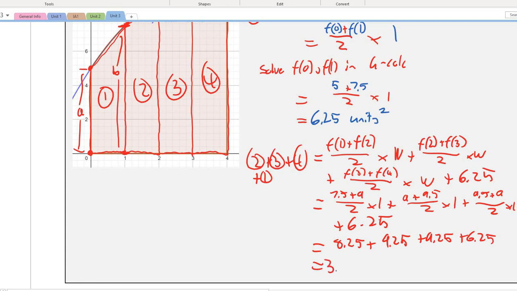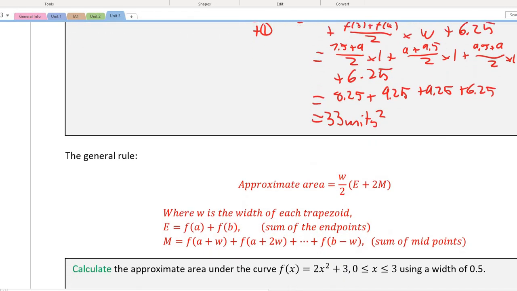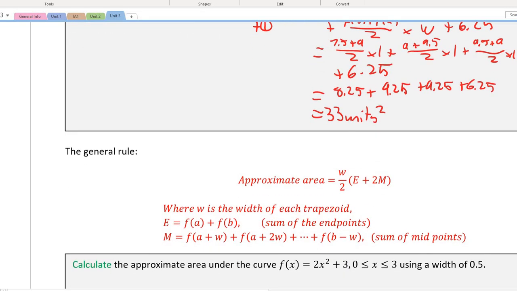And I got 33 units squared. Okay. That was a long one, guys. But luckily, we have a general rule for this, where our approximate area is equal to the width of our slices divided by 2. And then you times that by E plus 2M, where E stands for your endpoints, so the sum of the endpoints, and M is all your midpoints.